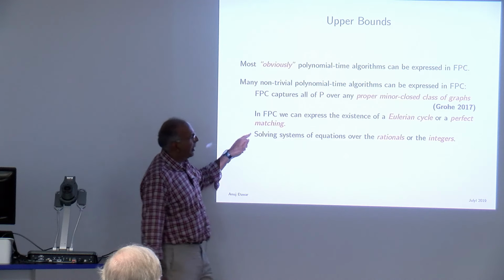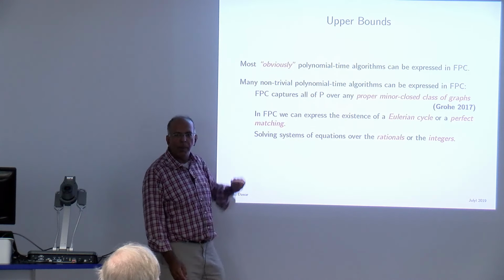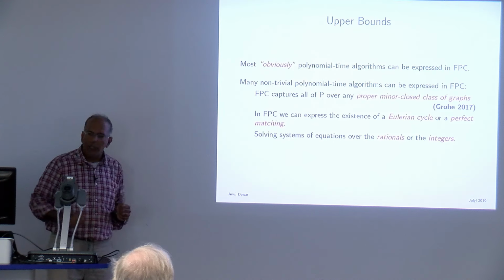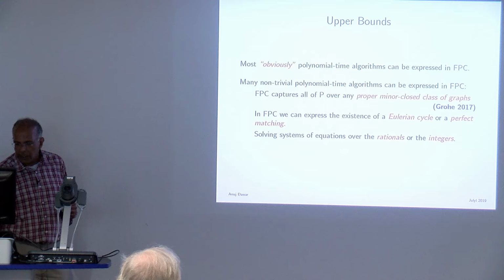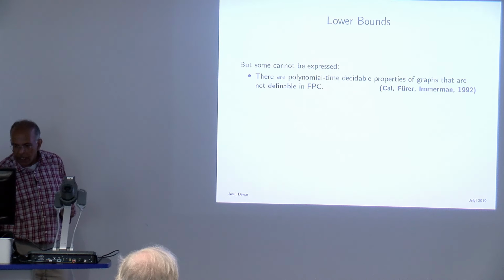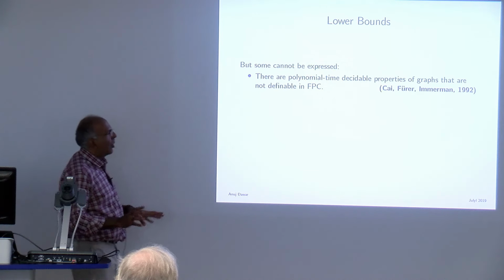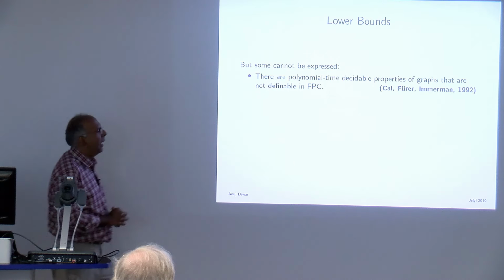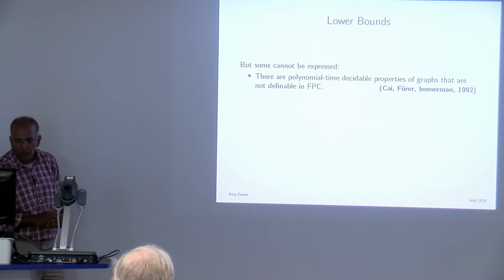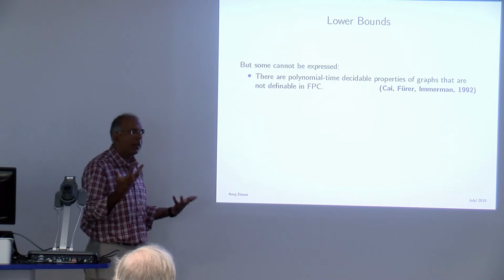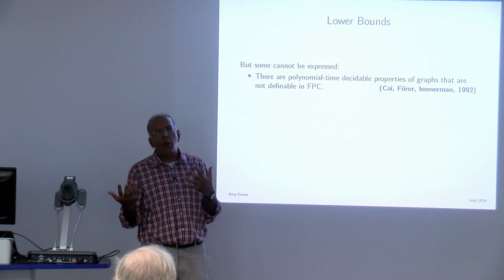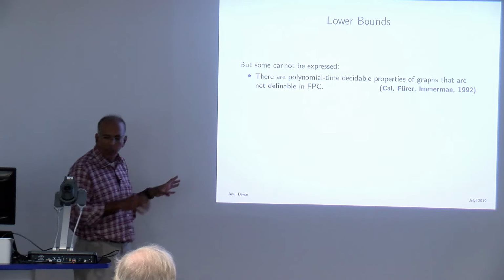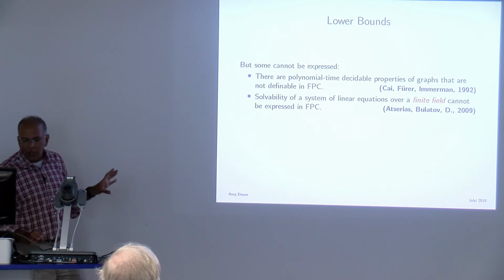Solving systems of equations over the rationals or the integers, two problems I mentioned right at the beginning, understood suitably under symmetries which involve permutations of rows and columns, can be done. But we know there are polynomial time properties that are not in FPC. This was already known back in 1992. This result of Cai, Fürer and Immerman constructed a rather artificial class of graphs which are polynomial time decidable but not expressible in FPC.